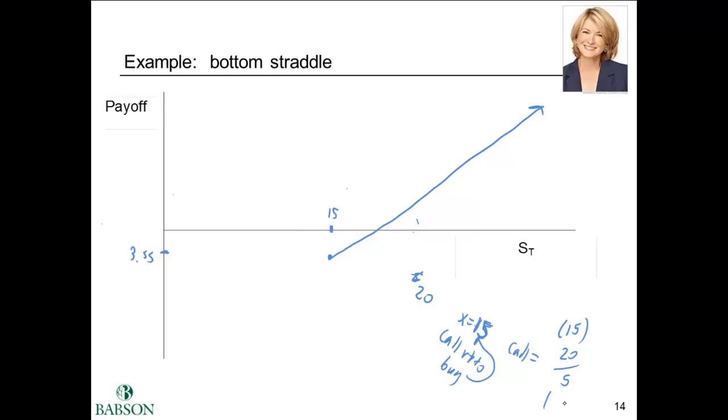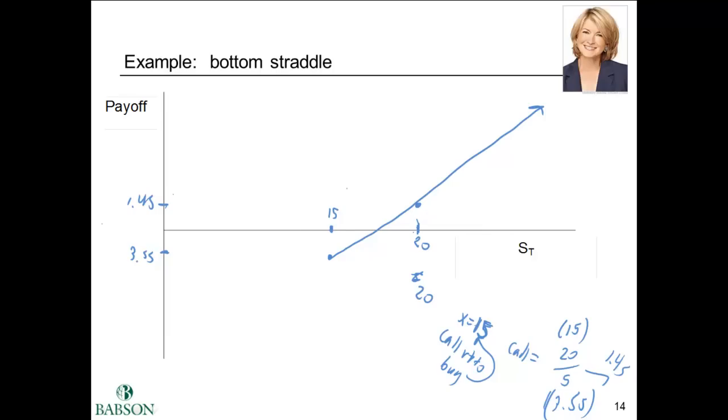But remember that I paid $3.55 for the call and the put. So I end up positive $1.45. So I end up at a positive $1.45 if the price ends up at $20.